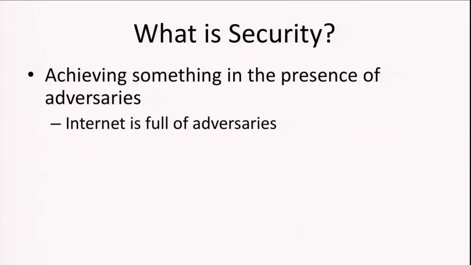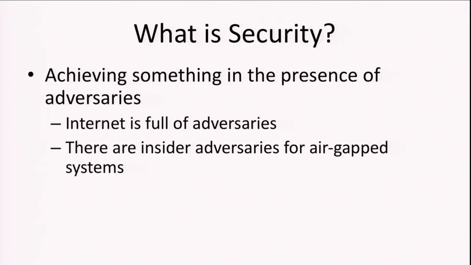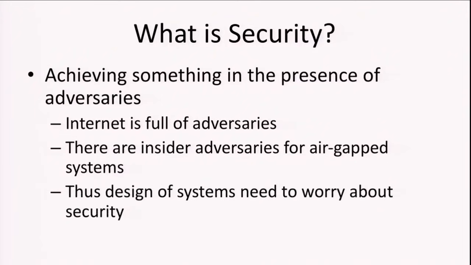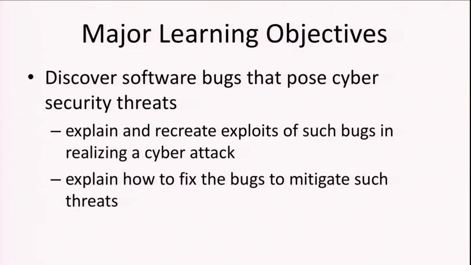And we talked about what security is: designing systems in the presence of adversaries. With that in mind, let's talk about the major learning objectives. The major learning objectives are basically the things that you are supposed to know or learn at the end of any course. They are the stuff that you are supposed to learn and know at the end of the course.